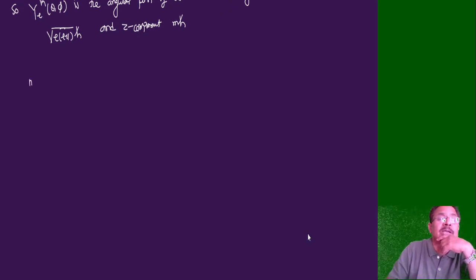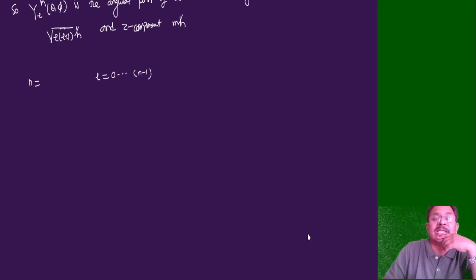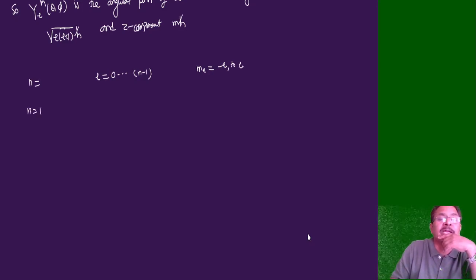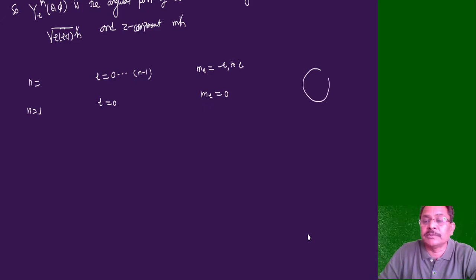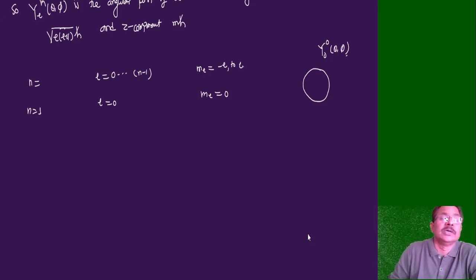So once n is fixed, L can take values from 0 to n minus 1, and once L is fixed, ml can take values from minus L to plus L. For example, when I go for n equal to 1, L is simply 0, and ml is also simply 0. So this is my spherical orbital, or this is my Y 0 0, a function of theta and phi. This is my first spherical harmonic, for n equal to 1.